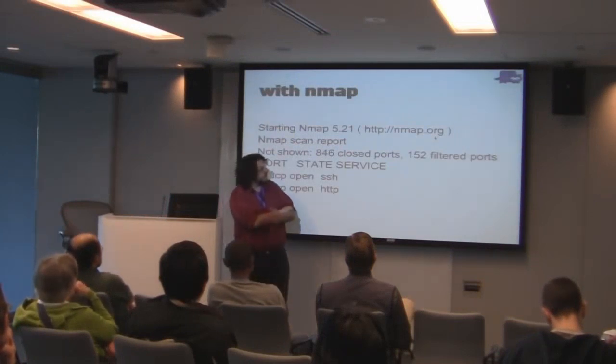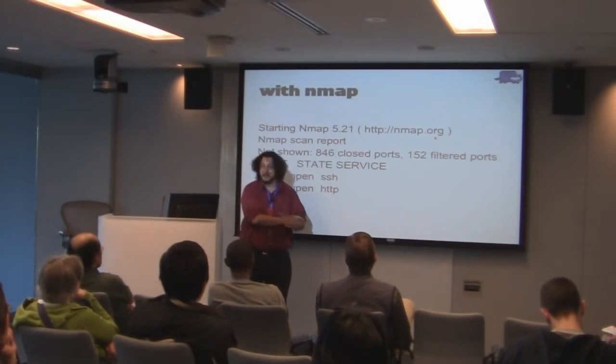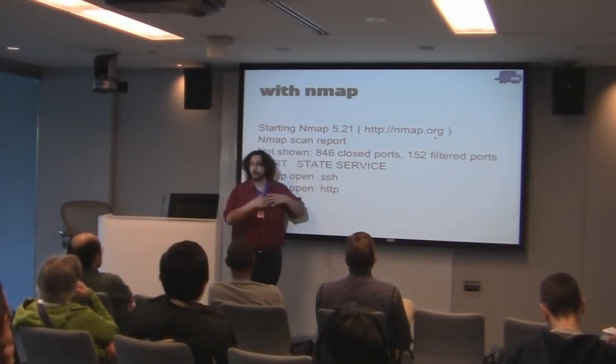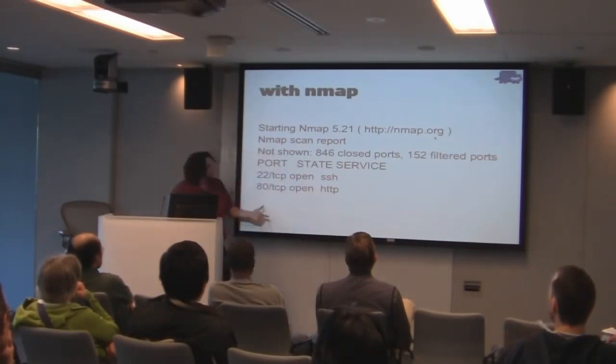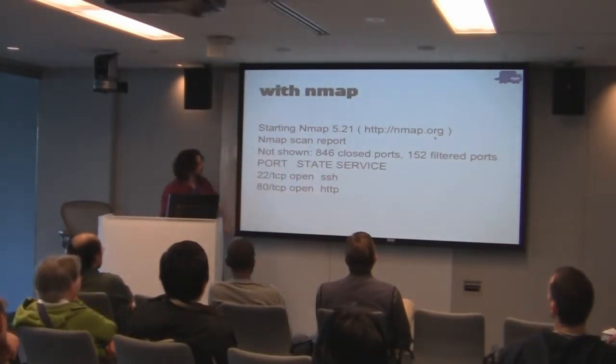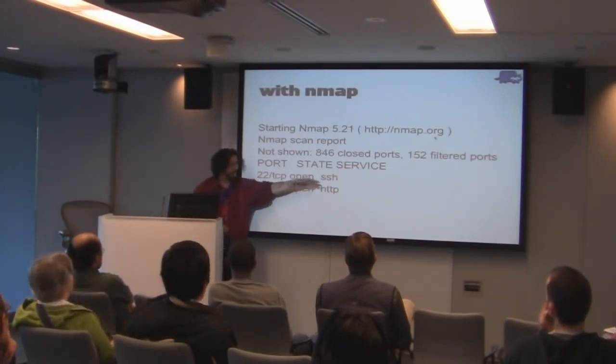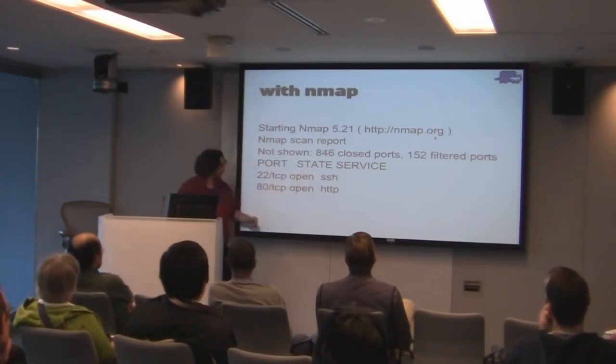One other component that Netcat is missing, and Nmap fills that gap, is looking at what ports are open on something. You guys have all seen this output: Nmap running, and we have a port number, protocol, and it's open, and there's some identifier to say what it is. So there are 2 ports open on this thing.